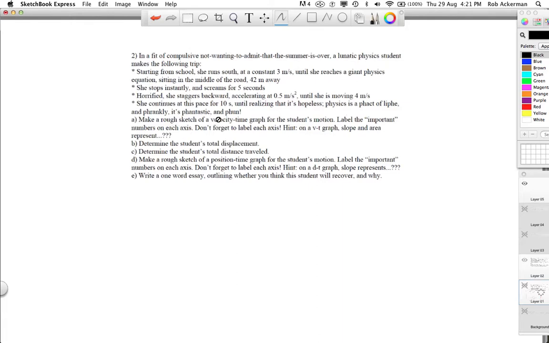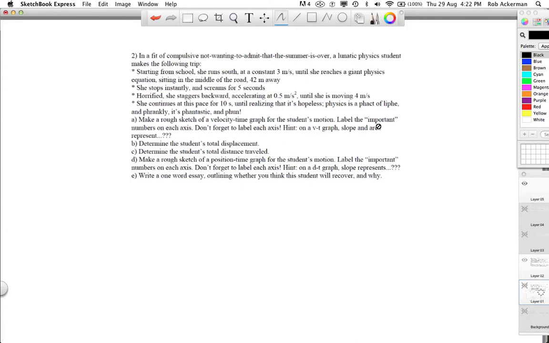Okay, what are you asked to do here? It says make a rough sketch. That means you don't have to include every single little detail. Make a rough sketch of a velocity time graph for the student's motion. It asks you to label the important numbers on each axis. So this doesn't have to be a totally accurate graph. It's just got to be a graph that has what I call the important numbers.